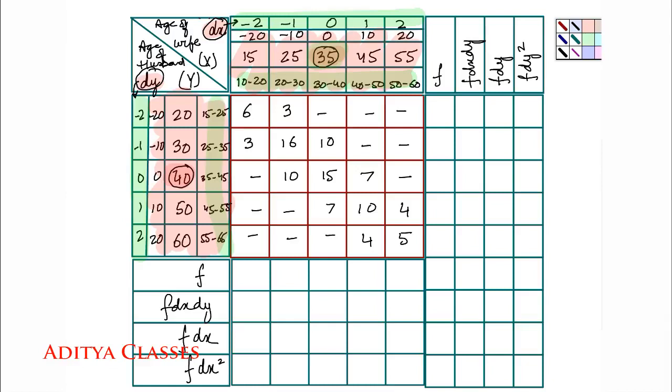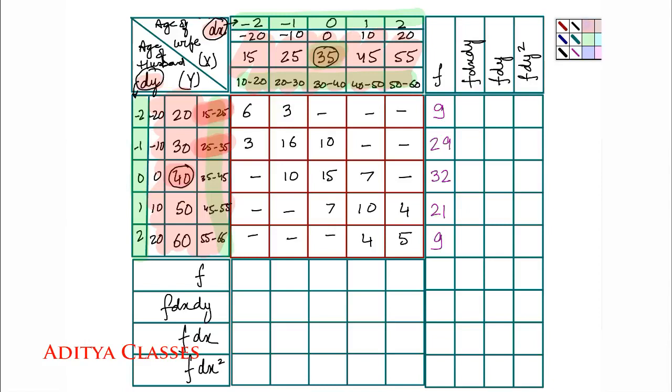What all do we have? To start with, we have f. This is the row wise frequency of these cells, 15 to 25. What is the total frequency of 15 to 25? It is 6 plus 3, 9. What is the row wise frequency of 25 to 35, age of husband being 25 to 35? How many such cases have we recorded? We have recorded 3 plus 16, 19, and 10, 29. So let us find all the row wise frequencies. Here we have our row wise frequency.